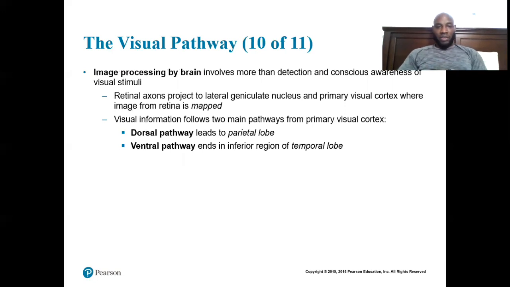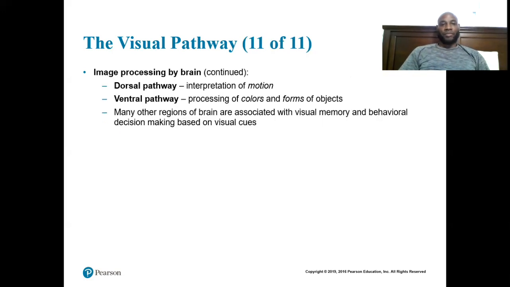Image processing by the brain involves more than detection and awareness. Retinal axons project to the lateral geniculate nucleus and the primary visual cortex in your cerebrum, where the image from the retina is mapped. You have two different pathways. The dorsal pathway leads to the parietal lobe. The ventral pathway ends in the inferior region of the temporal lobe, right? So more processing of what we see. With the dorsal pathway, we can interpret motion if something is moving. With the ventral pathway, we can process the colors and forms of different objects.